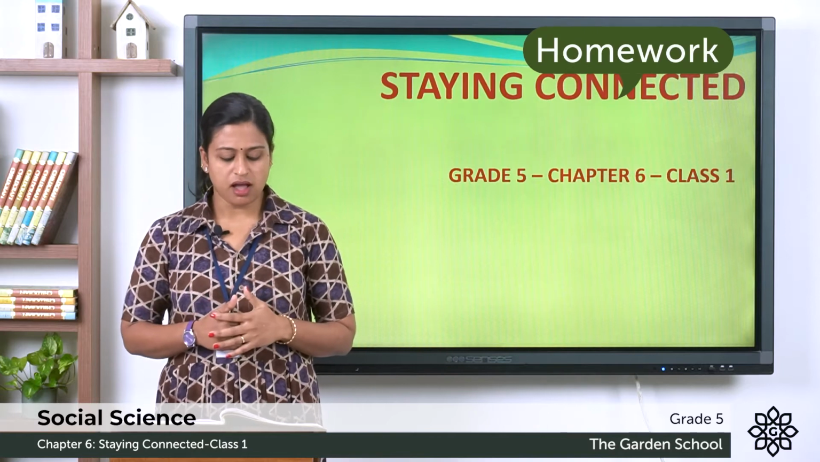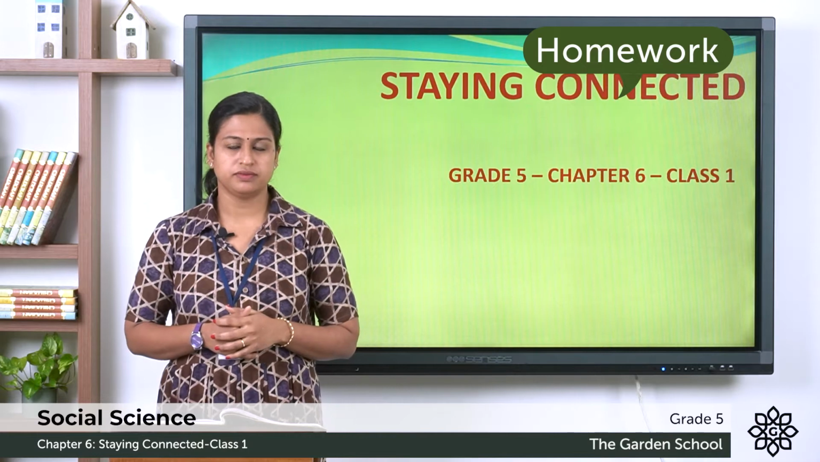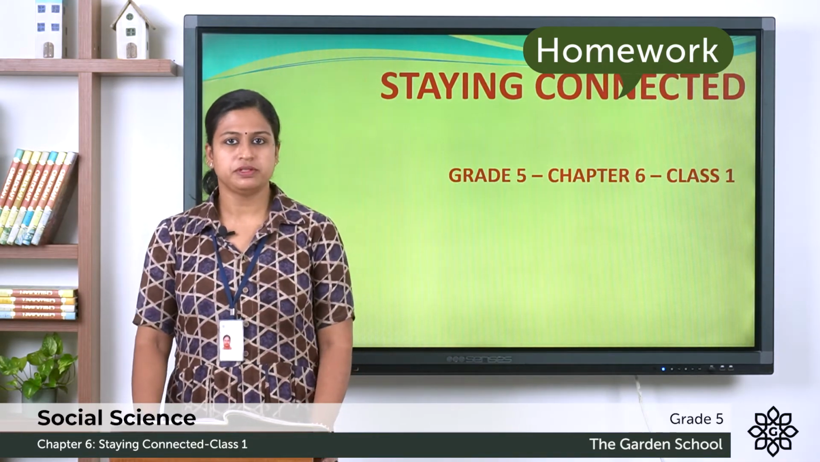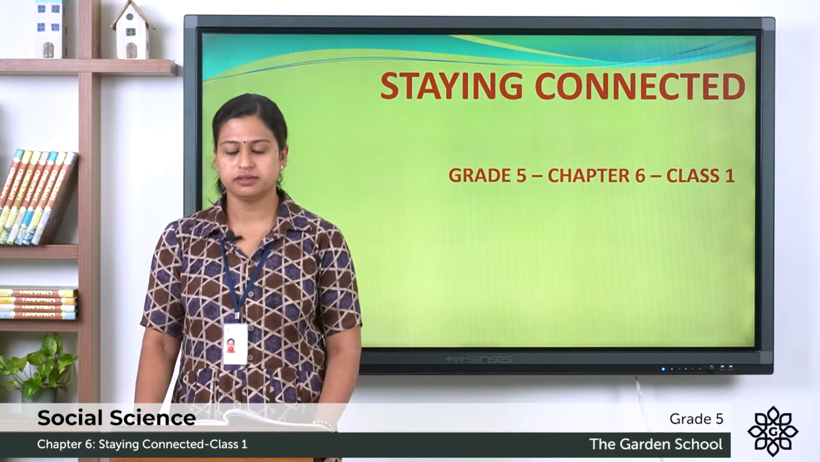In what ways are mobile phones, computers and internet useful to us? You have to write the answer in your notebook with proper date. Next, in page number 45, there is a small flow chart.